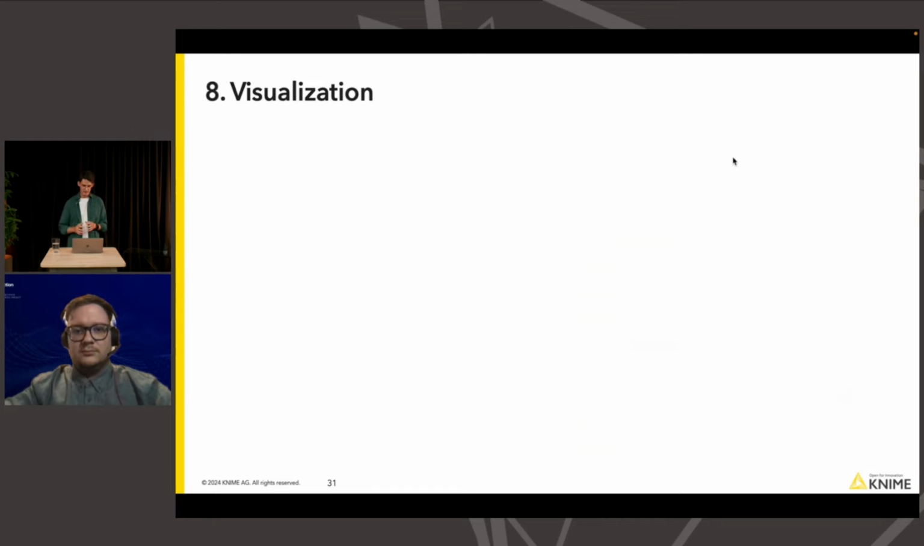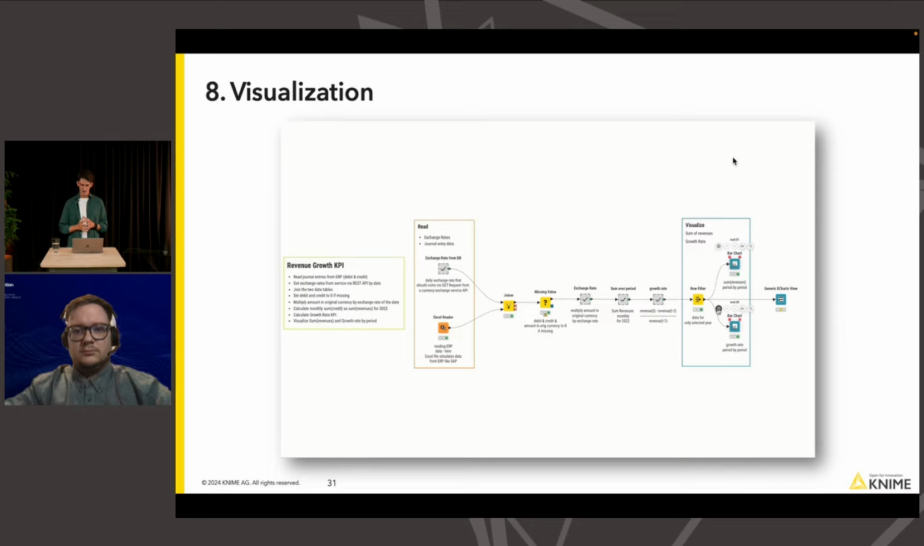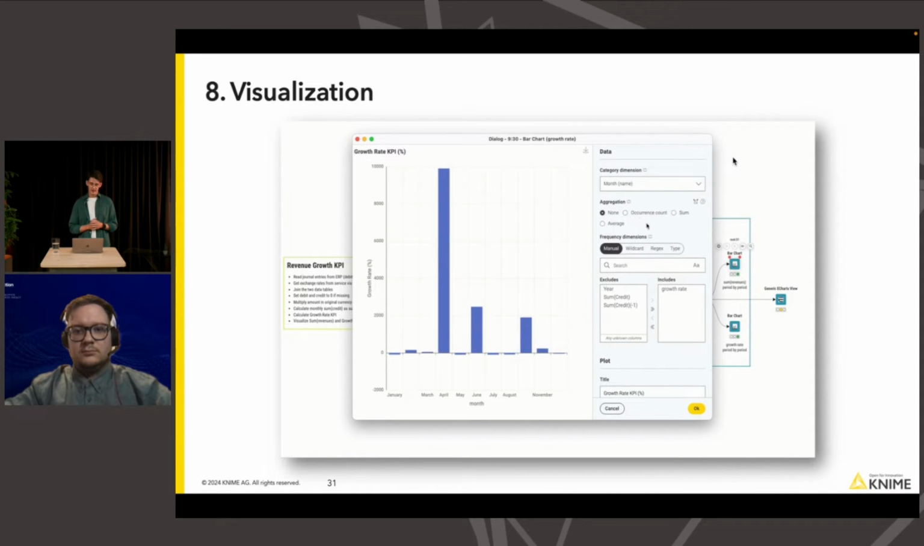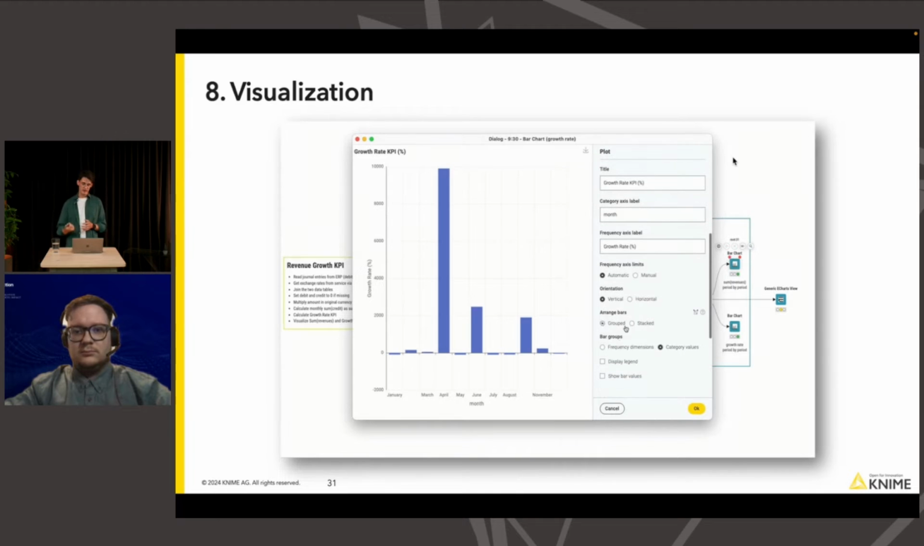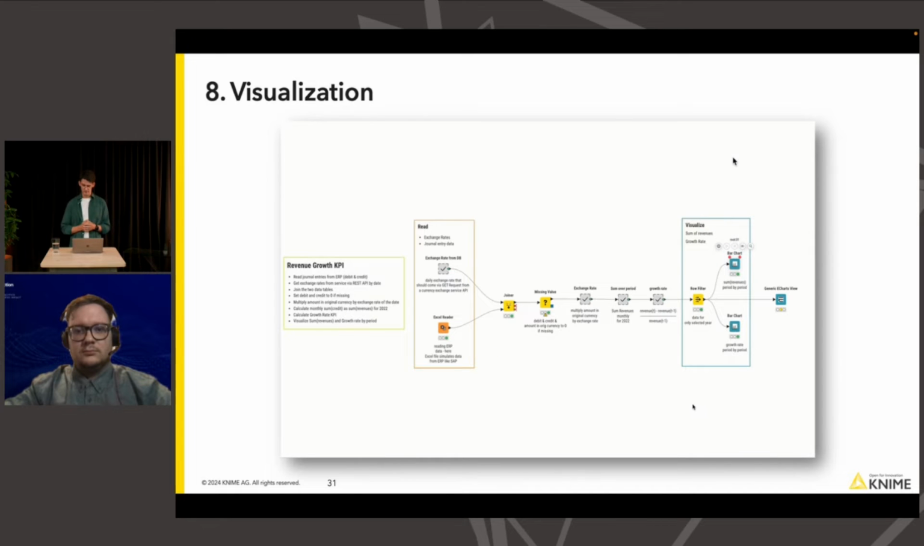If we look here, we are executing the basic bar chart, and you can see there's the interactive view. Here we can open the configuration dialog. And what I wanted to highlight here is if you do end up changing the configuration, you can immediately see how it changes in the node.